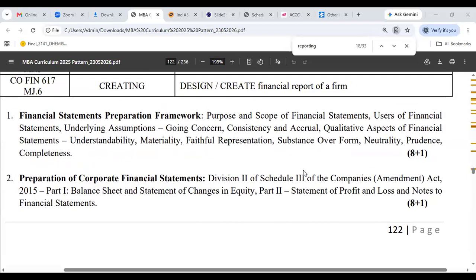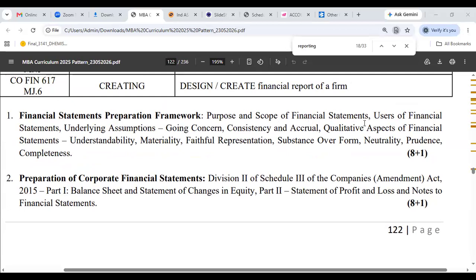So we are done with the first unit. In the first unit, we have the purpose and scope of financial statements. We have users of financial statements, and then we discussed the major accounting concepts and conventions.